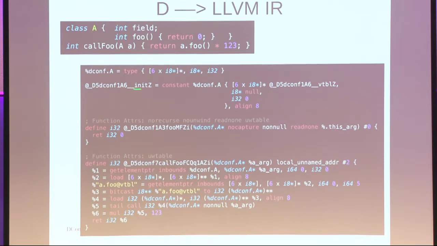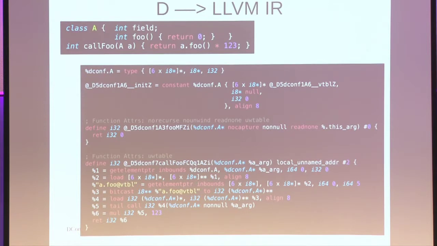First, in IR, we have to define the type class A, which is in the module DConf. It starts with a pointer to an array of 8-bit pointers, or pointers to 8 bits, which is a void pointer. Then there's another void pointer, which is the infamous monitor field. This is the V table here, this is the monitor field, and that's your int field, the 32 bits.